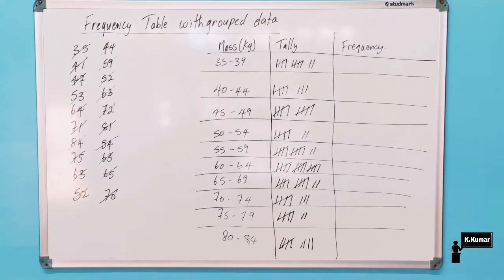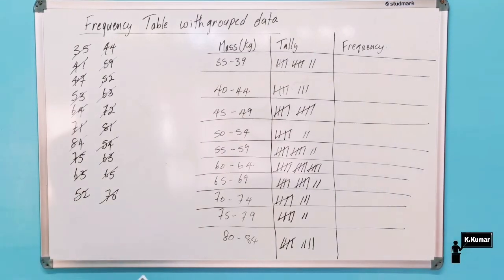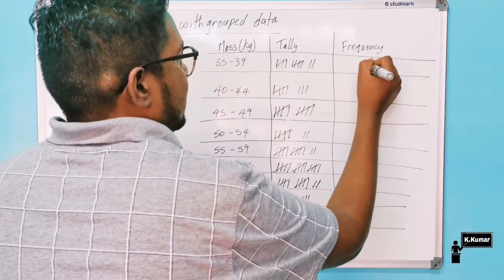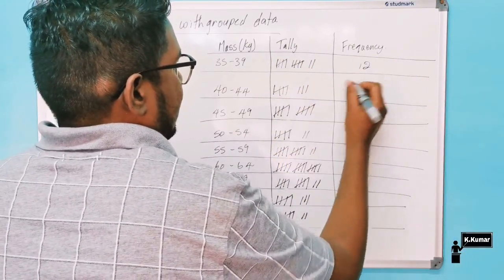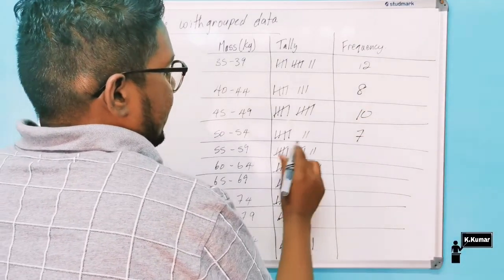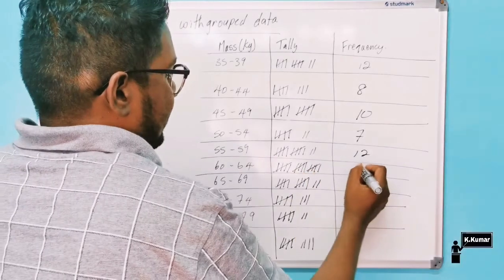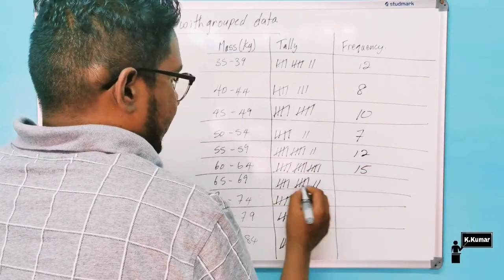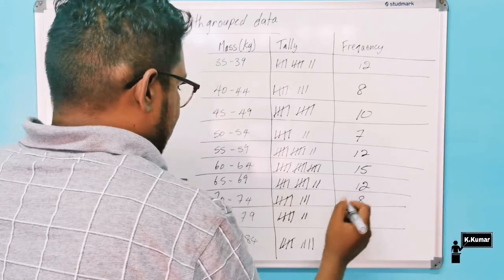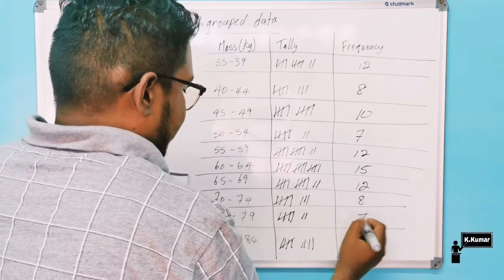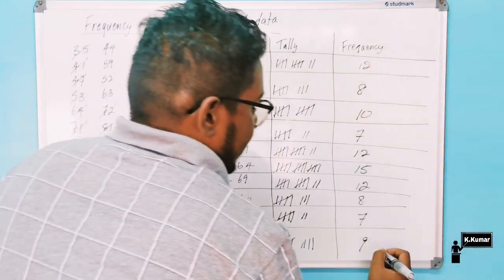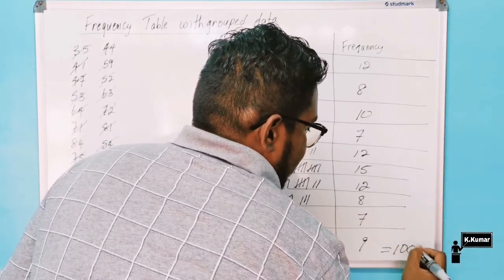So now that you would have completed the tally part, let's put in our frequencies. So we have 5, 10, and 2, that's going to be 12. 5 and 3, that's 8. 10, 5 and 2, that's 7. This is 5, 10, and 2, that's 12. 5, 10, 15. 5, 10, and 2, 12. 5 and 3, that's 8. 5 and 2, that's 7. And 5 and 4, that's 9. So when you sum this side, you would get a total of 100.